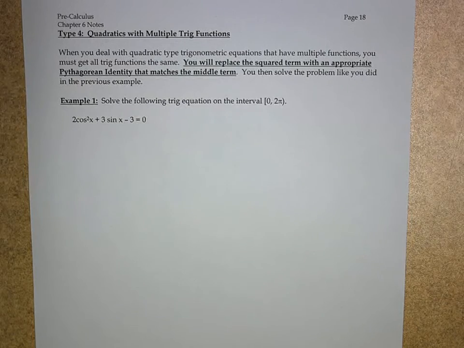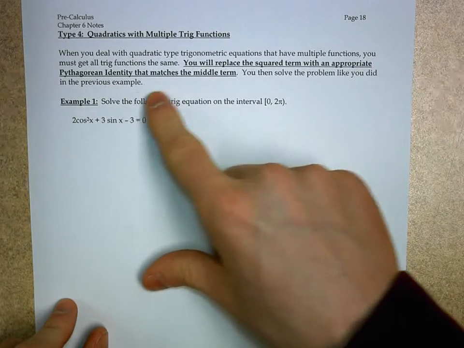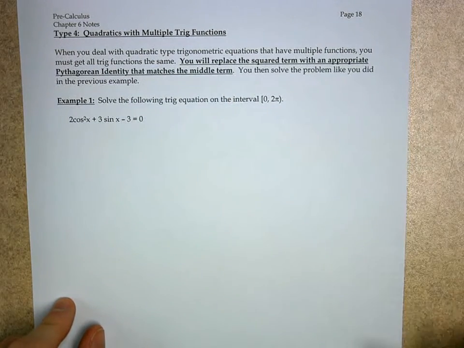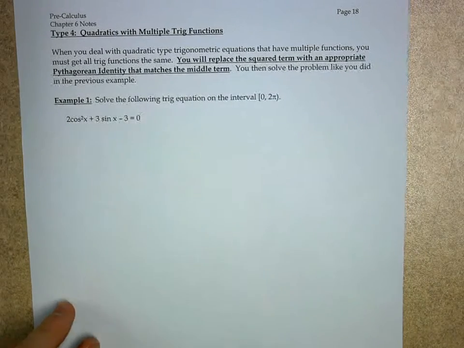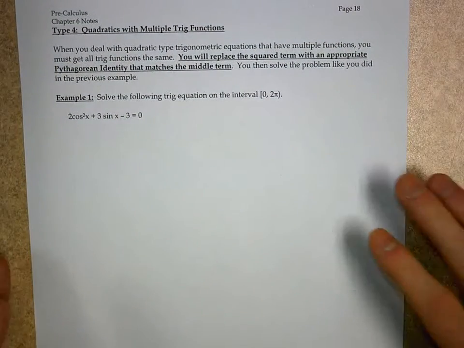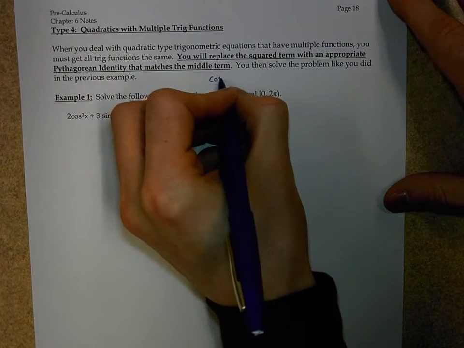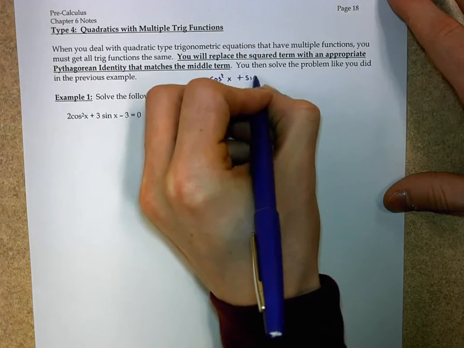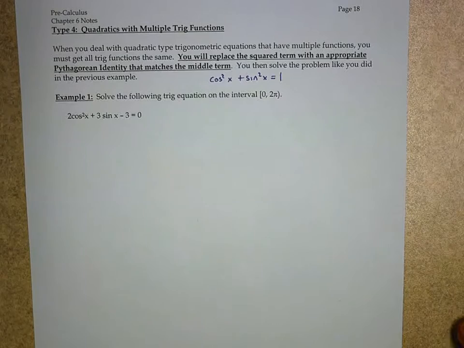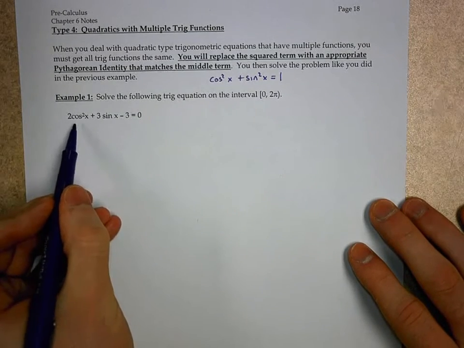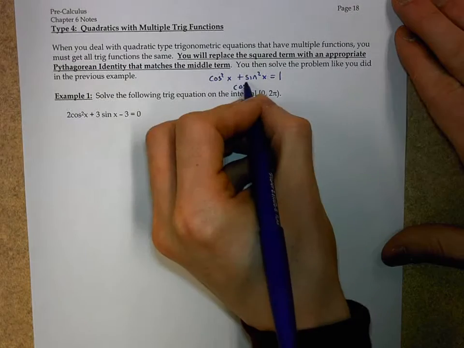And the way that we're going to do this is we're going to replace the squared term with an appropriate Pythagorean identity that matches the middle term. So my middle term is sine, and I see a cosine squared. So which Pythagorean identity deals with sines and cosine squareds? If you think back, it's going to be the cosine squared of x plus sine squared of x is equal to 1. And what I want to do is replace cosine squared with this in terms of sine. So I'm going to solve this for cosine squared.